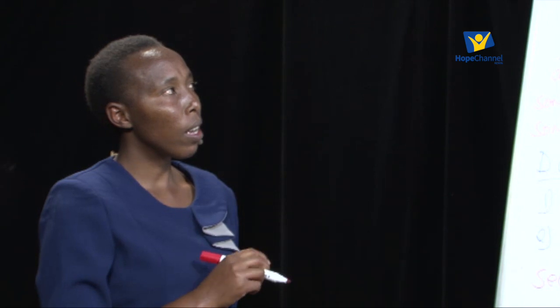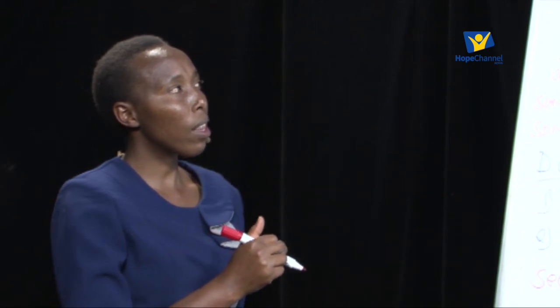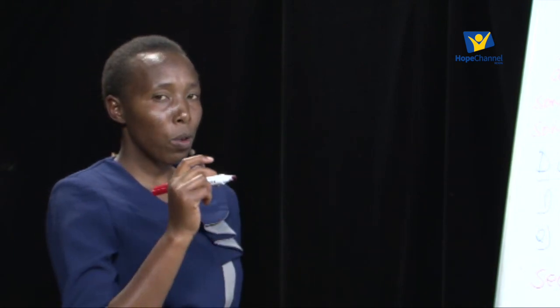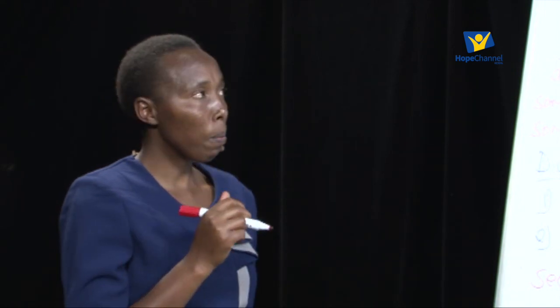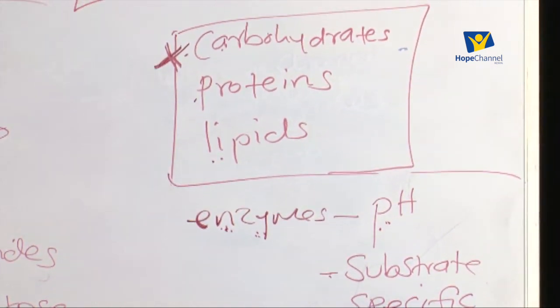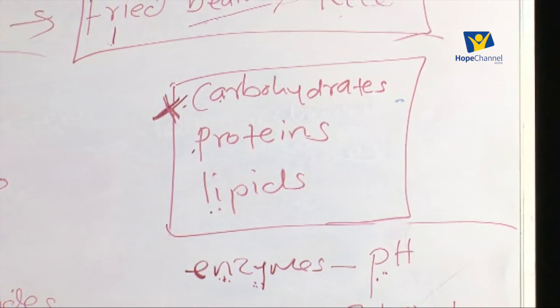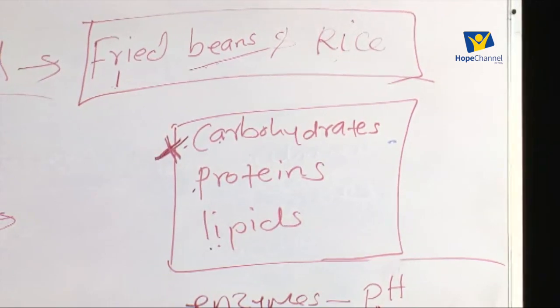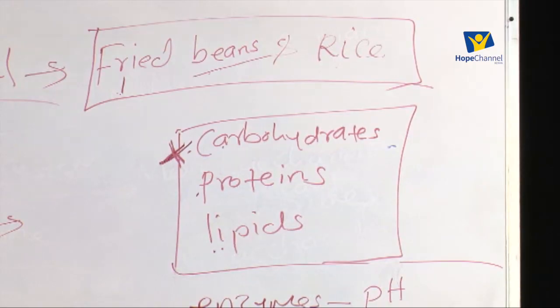we have digested our food substance. Remember, we had a food sample of fried beans and rice. We have seen that beans are protein in nature, rice is carbohydrate, and the process of breaking down carbohydrates starts in the mouth. The process of breaking down the protein starts in the stomach, while the process of breaking down the lipids starts in the duodenum. So in our next lesson, we are going to wind up the whole process of digestion in a human being.